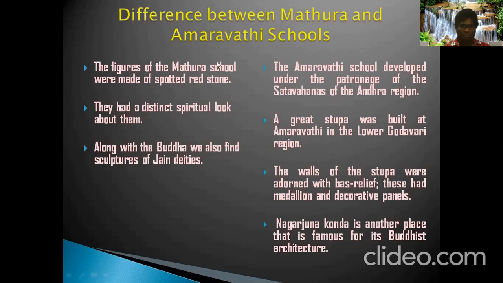Let's see the first one, the Mathura School. They had a distinct spiritual look about them. So whenever you see Mathura School architecture, you get a kind of spirituality. For example, in India we find too many idols of gods. Whenever you see those idols, you'll be into a kind of spirituality. We have seen people who do like this whenever they find some temple on the road. Why? Because the impact of the idol makes us do this. So it gives a kind of spirituality.